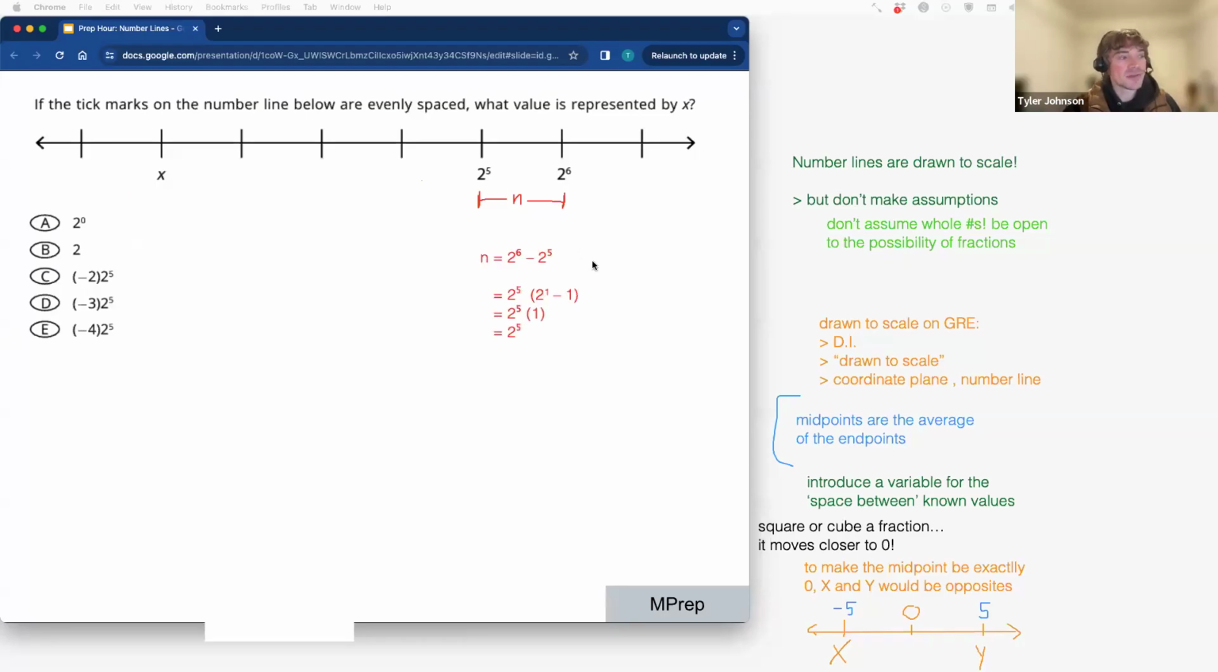To find out what n equals, it's the difference between 2 to the 6th and 2 to the 5th. And to simplify that, I'm going to factor out the greatest term those two numbers have in common, which is 2 to the 5th. So I pull the 2 to the 5th out. That leaves me 2 to the 1st and 1 inside my parentheses. And 2 to the 1st minus 1, that's just 1 itself. So I've seen n is equal to 2 to the 5th. There is 2 to the 5th distance there.